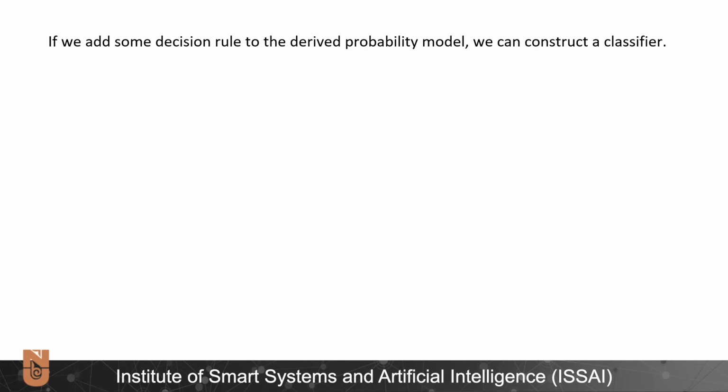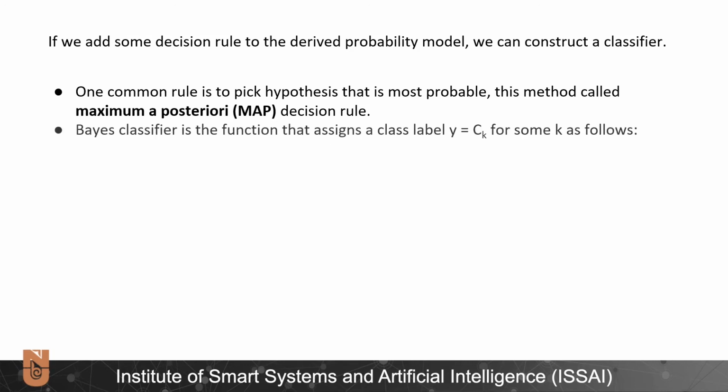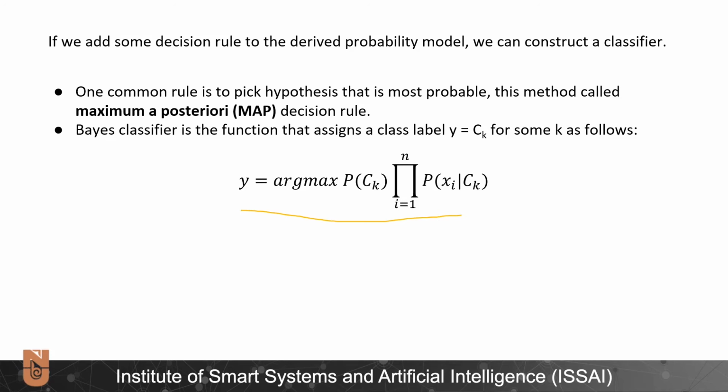If we add a decision rule to the derived probability model, we can construct a classifier. One common rule is to pick the hypothesis that is most probable. This method is called maximum a posteriori, or MAP for short, decision rule. The Bayes classifier is a function that assigns a class label y equal to ck for some k as follows, where we choose the class with the highest probability.